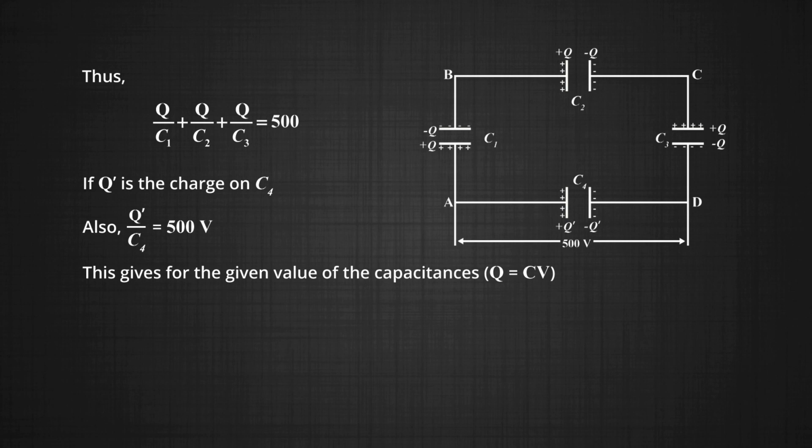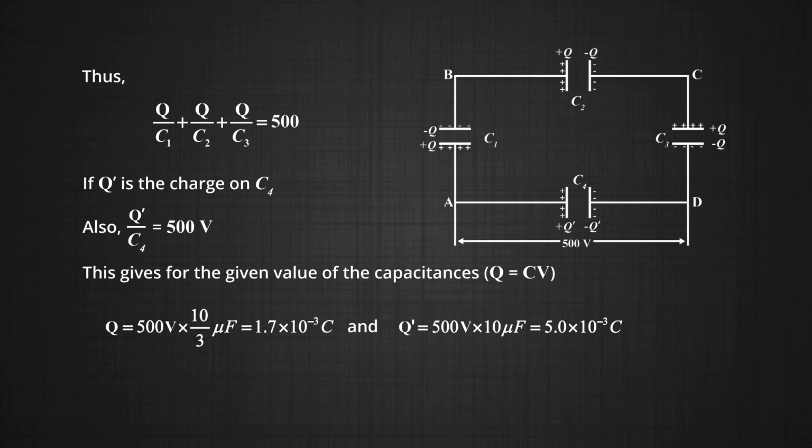Q is equal to CV. Q is equal to 500 volt into 10 by 3 microfarad, which is equal to 1.7 into 10 to the power minus 3 coulomb, and Q dash is equal to 500 volt into 10 microfarad, which is equal to 5 into 10 to the power minus 3 coulomb.